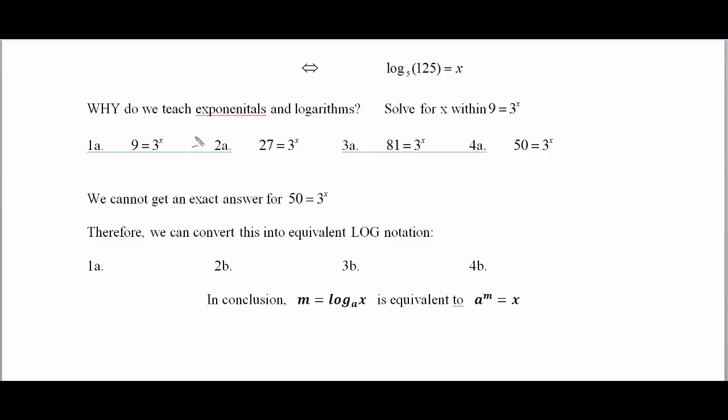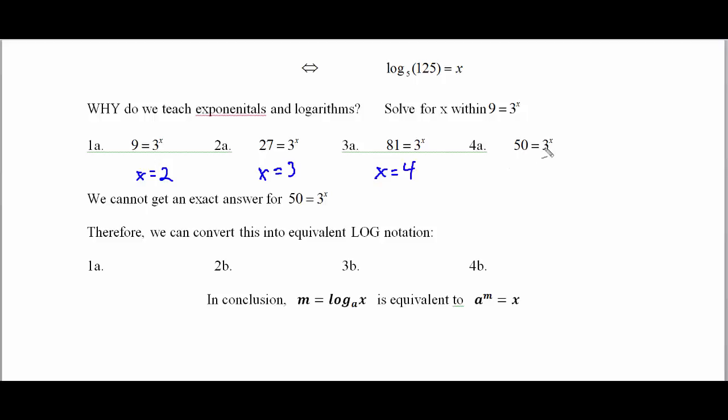So in this case, if we were to solve for x here, we would just mentally think 9 is equal to 3 to the what power? Well, the answer for x is 2, because 3 to the 2nd power is 9. Here, 27 is equal to 3 to the what power? Pretty easy logic to follow. 3 to the 3rd power is 27. And 3 to some power is 81, so the answer is 4 there.